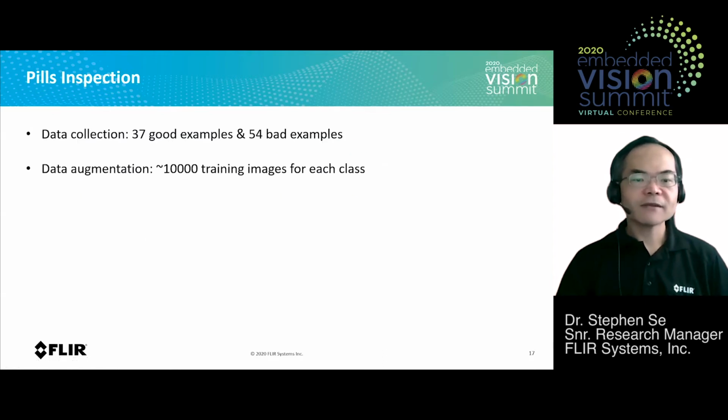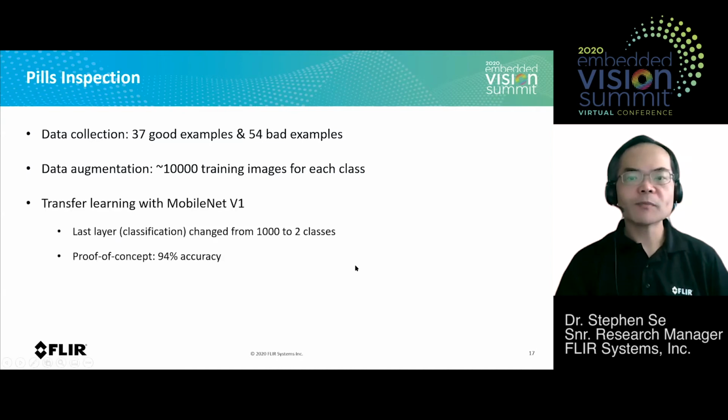We collected relatively few training data, 37 good examples and 54 bad examples, and we used data augmentation to expand them into around 10,000 training images for each class. We used MobileNet V1 for transfer learning and changed the last classification layer from 1,000 classes to 2 classes, and we trained that layer. Our proof of concept achieved 94% accuracy.